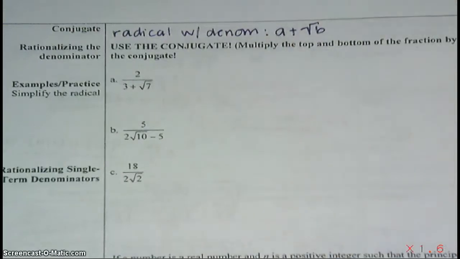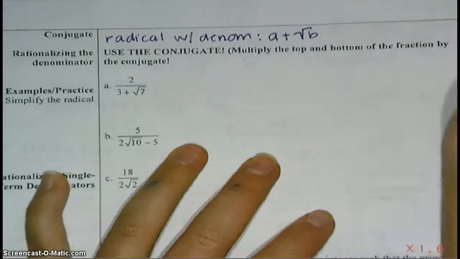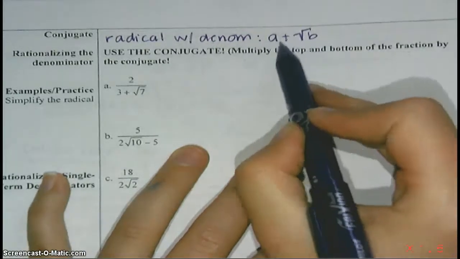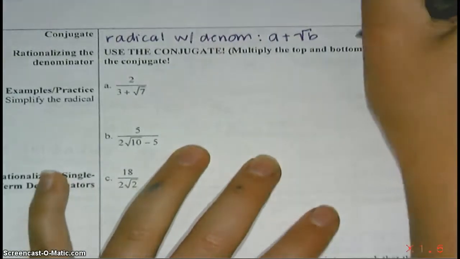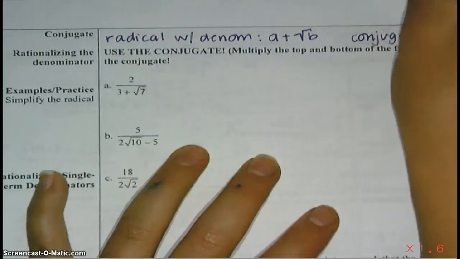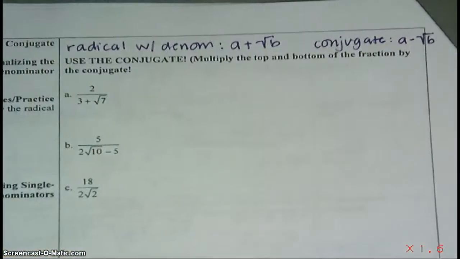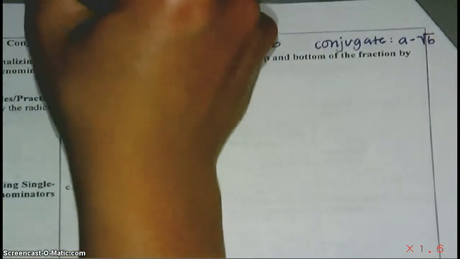If you're going to use the conjugate, it's going to be the same 2 numbers, except you're going to have a different sign. The conjugate would be a minus the square root of b. Again, this is to get a radical-free denominator.